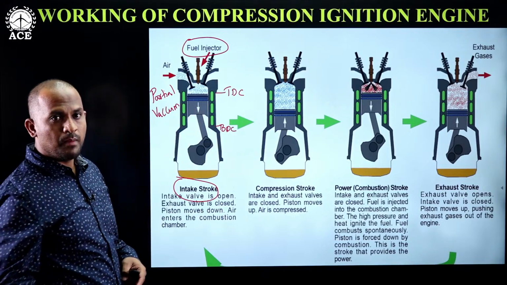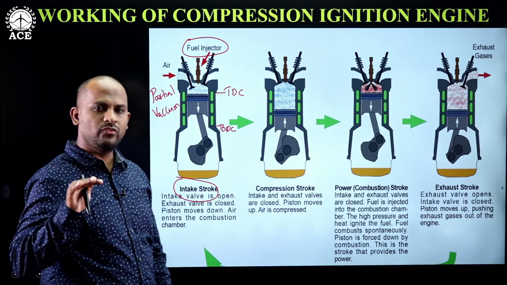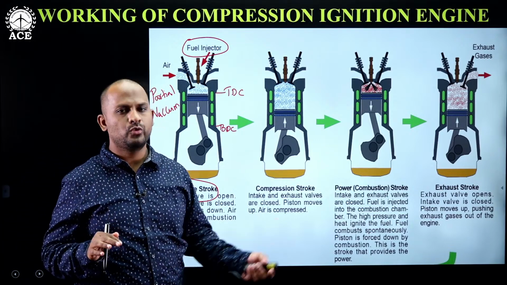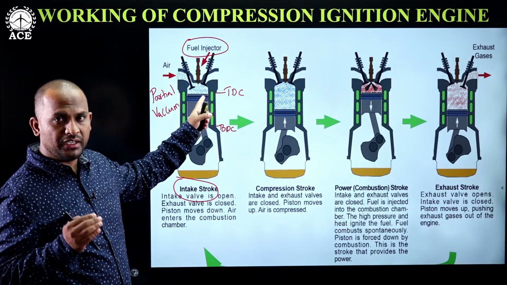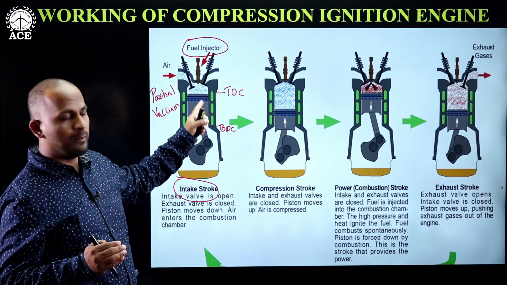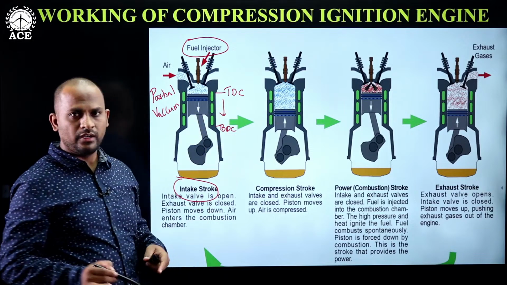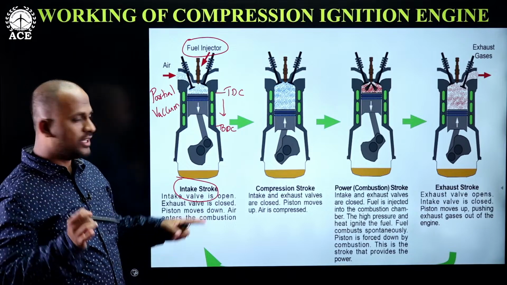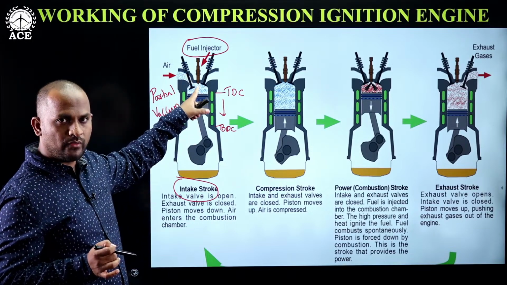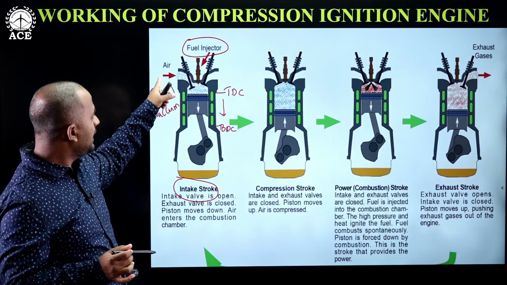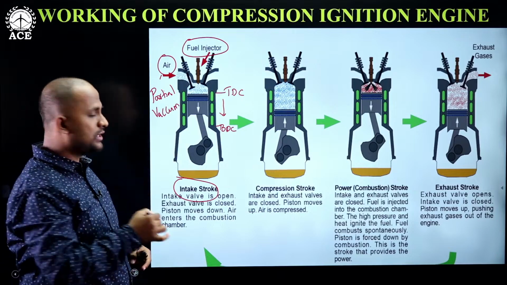Inside the cylinder, a partial vacuum is created. When the partial vacuum is created, the pressure will be lower than the outside. So when the inlet valve is open during the intake stroke or suction stroke, the piston will be traveling from TDC to BDC. Initially the partial vacuum is created, then the inlet valve is open. When the inlet valve is open, the air is drawn into the cylinder.